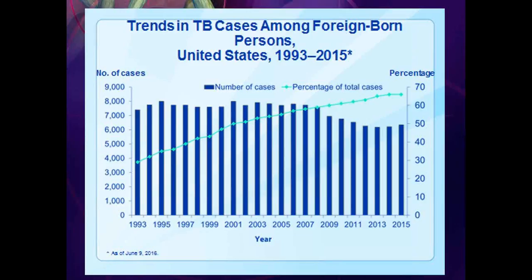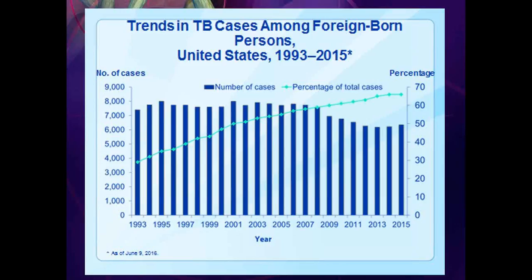And what this is, CDC every year puts this out. This is their most recent data set, incorporating 2015 data. But you can see the blue bars are the actual number of TB cases in foreign-born individuals in the U.S., and that stays fairly stable the last 20-some years, although it's dropped off the last 6, 7 years.